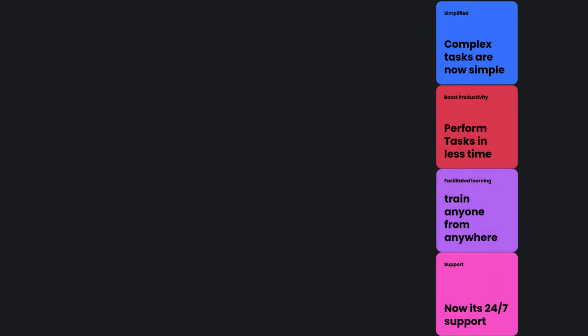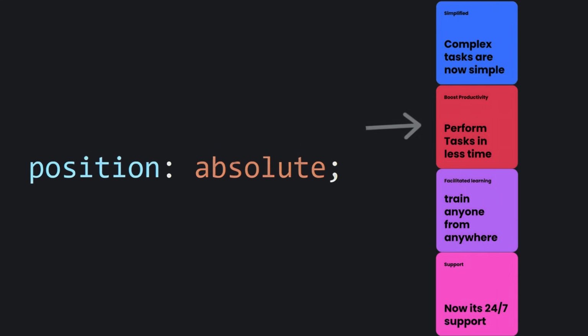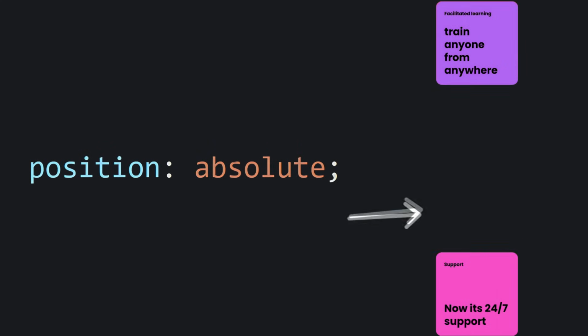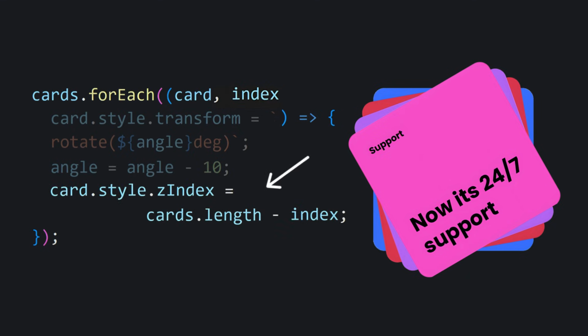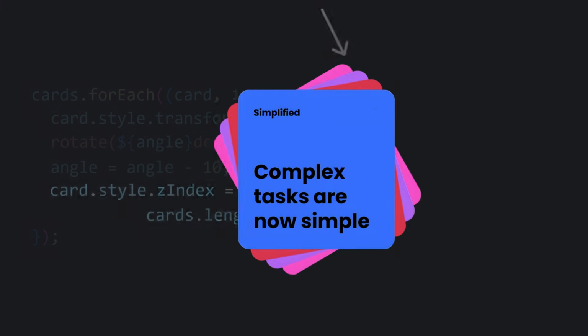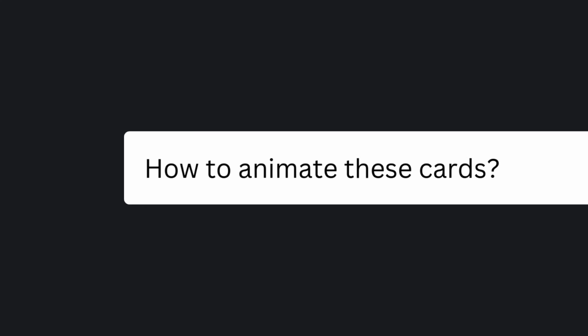It's because, when we applied position absolute to the cards, they overlapped on each other. This can be solved by adjusting the z-index of the cards. So in the same for loop, include the index value of each card, and set the z-index for each card as shown. Now that we have our cards ready, we need to figure out how to animate these cards.